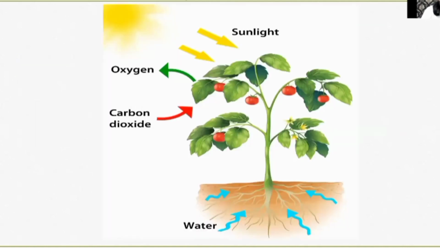Okay, can you see the picture, children? It needs sunlight, it needs carbon dioxide that is going inside, and it gives out oxygen. And water goes in through the roots of the plant, and it goes through all the parts of the plant.